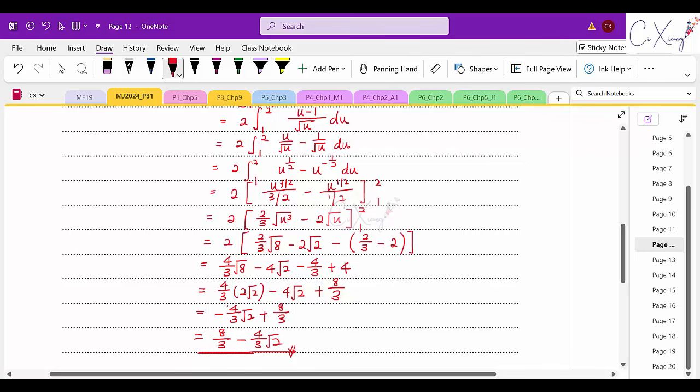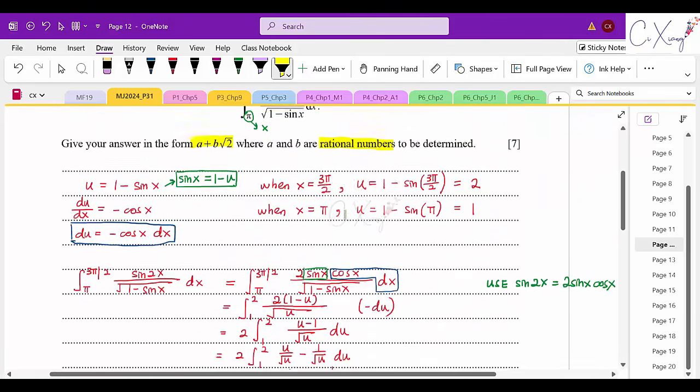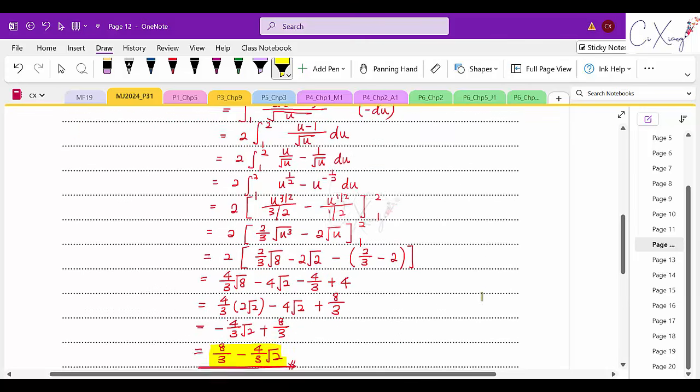Compare again with the instruction in the question. You can see that, oh, basically, this is what we have. Because a and b must be rational numbers, right? Okay, so you can see from here, a and b are rational numbers, with root 2. Alright, so this is how we get the answer.